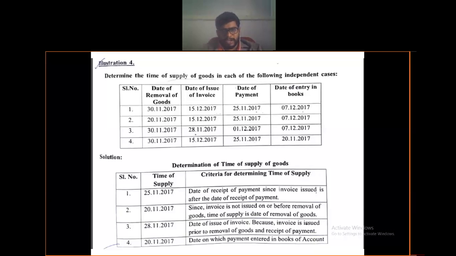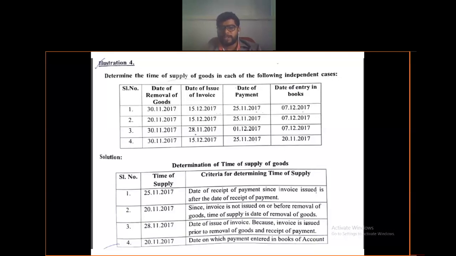You can observe the second case now. Date of removal of goods 20th November 2017, date of issue of invoice again in the month of December, date of payment 25/11/2017, and date of entry in books of account of supplier 7th December 2017.